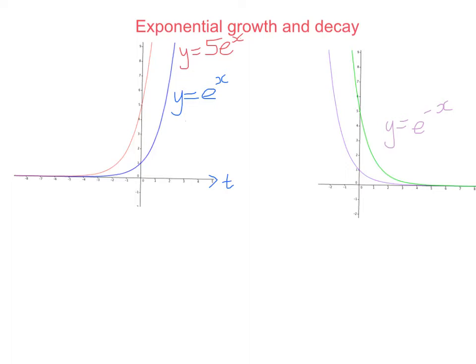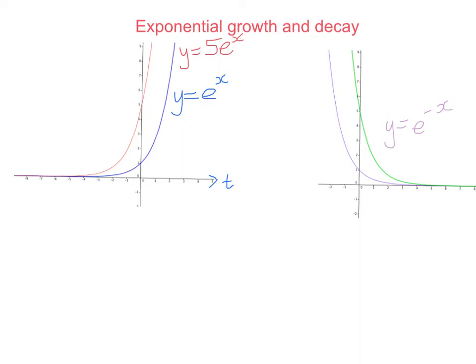If this is x and this is y, you can see that the y-intercept is 1, because when x is 0, the y-intercept occurs, and anything to the power of 0 equals 1. Likewise here, when x is 0, you've got 5 times e to the power of 0, which is 5 times 1, which is 5. So that's why the y-intercept is there.